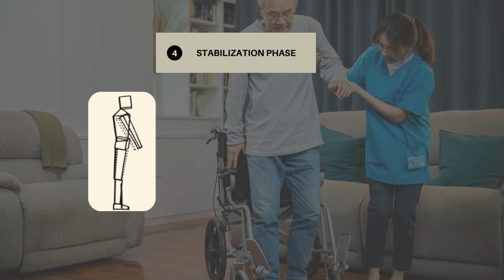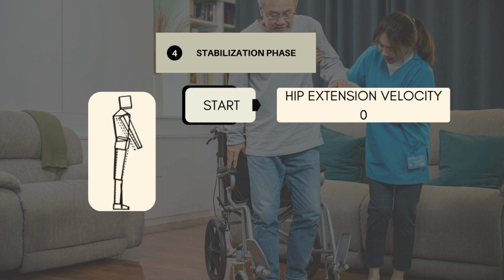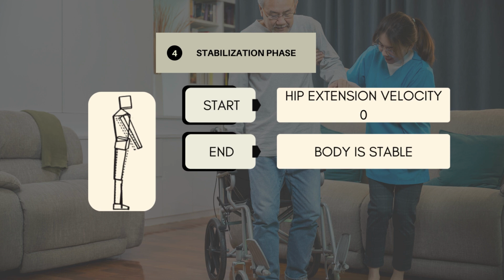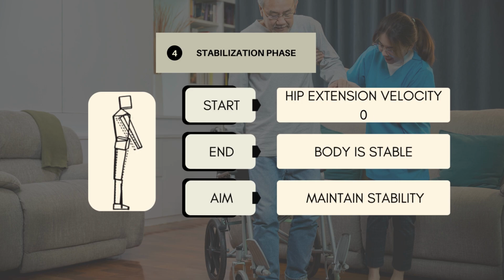Lastly, the stabilization phase, the start of it is when the hip extension velocity is at 0, and the end of this phase is when stabilization has happened. The main aim is to maintain stability when standing.